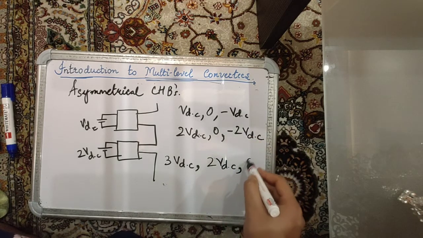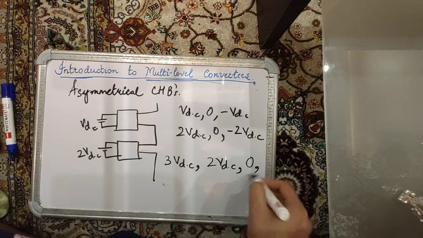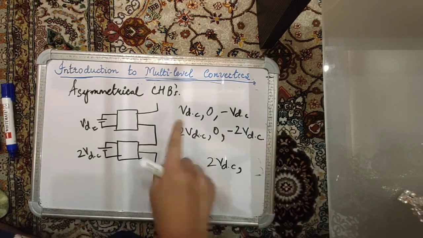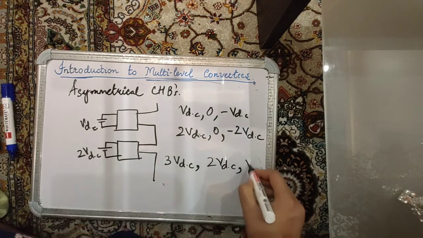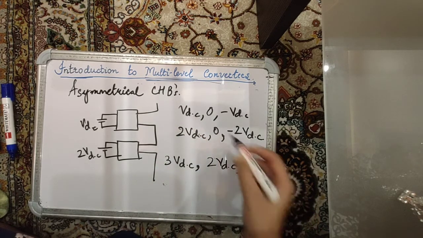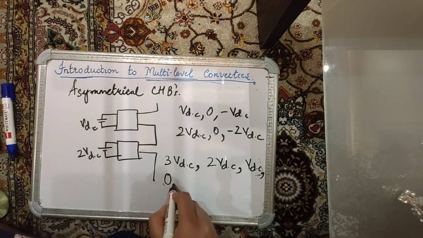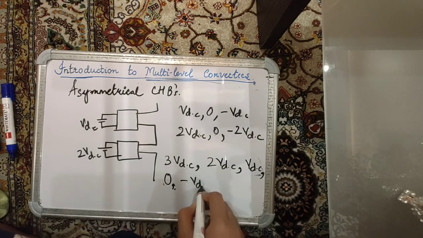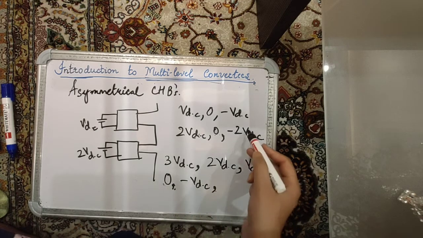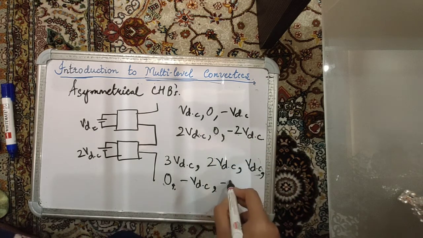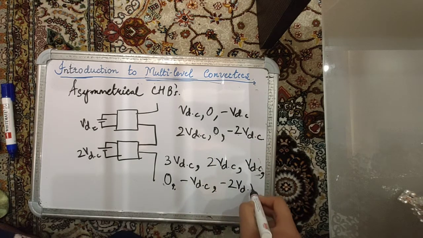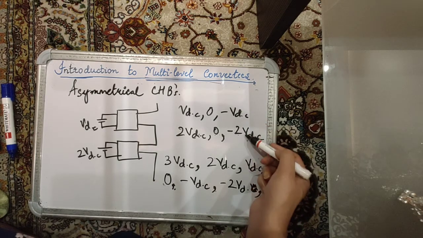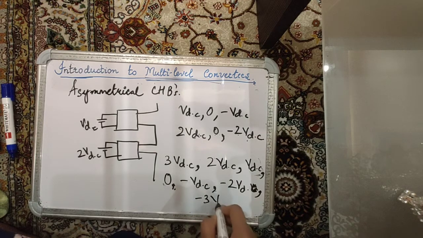0 and 0 can add up to become 0, of course, and now we are missing VDC. VDC and 0 can add up to become VDC. 0 and 0 become 0. Minus VDC and 0 become minus VDC. -2 VDC and 0 become -2 VDC. And finally, -2 VDC and -VDC become -3 VDC.